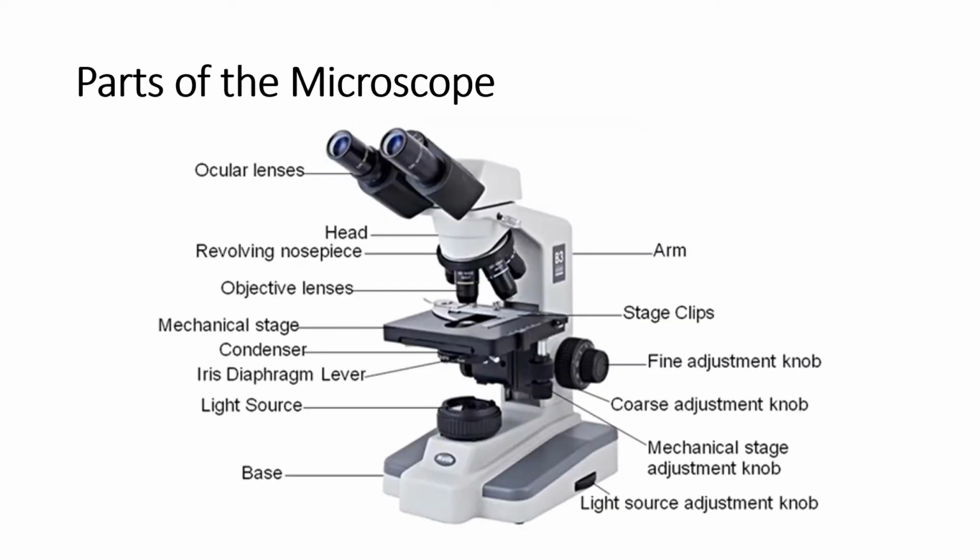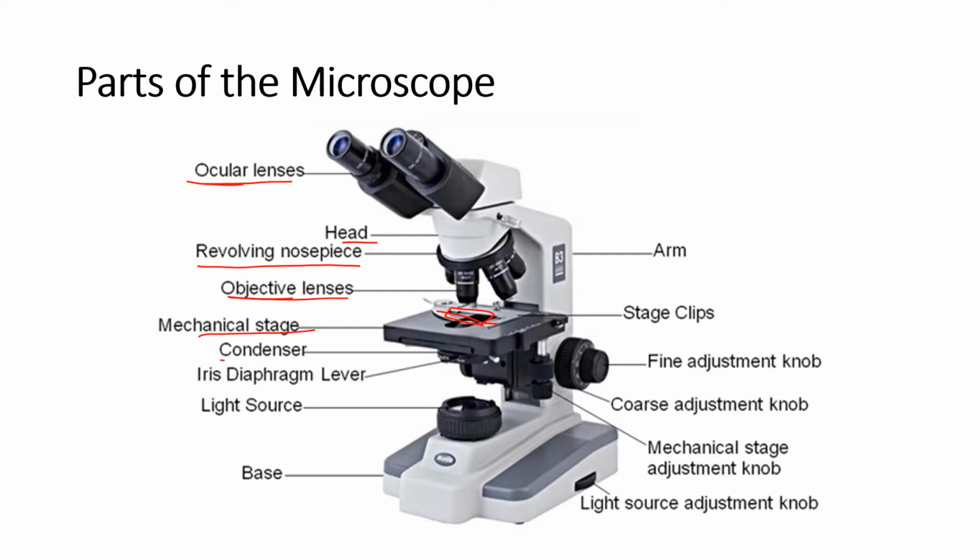The first thing you need to know are all the different parts of the microscope. So starting with the ocular lenses, they are called ocular because they're close to your eye. Then moving down from that, this is the head of the microscope. Then below that is the nose piece, and the nose piece has the objective lenses. And the objective lenses are called objective because they are close to the object that you will be looking at. This is where you place the slide. Then this is the stage.